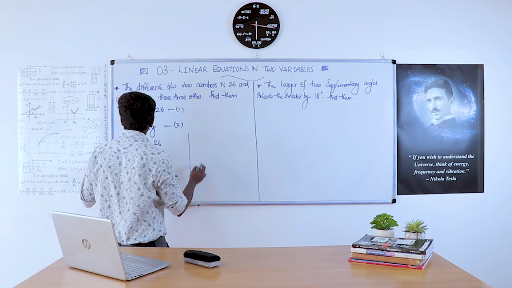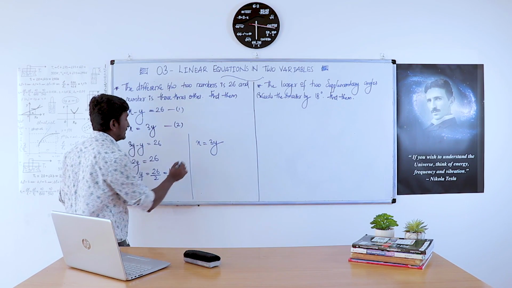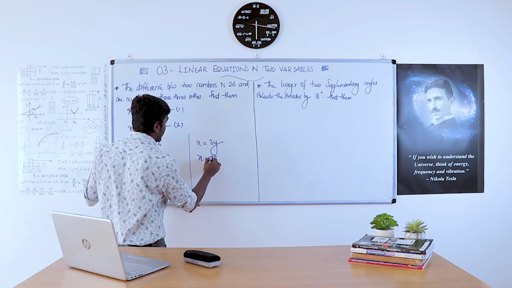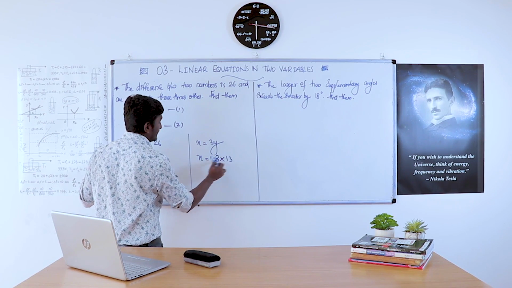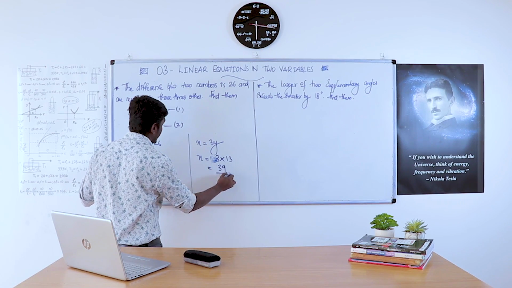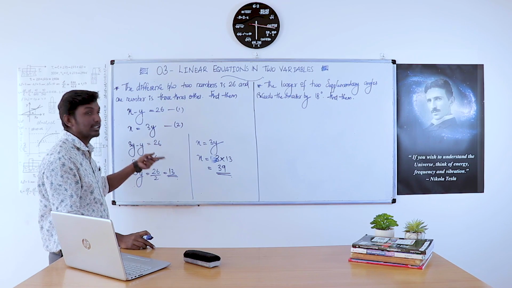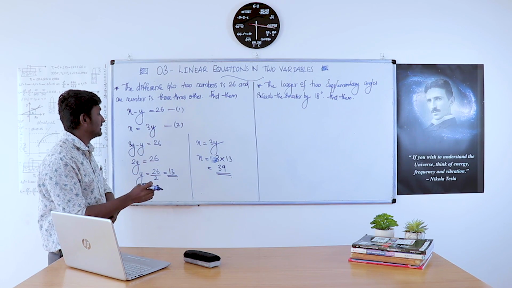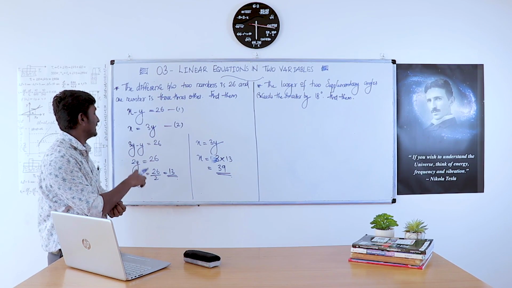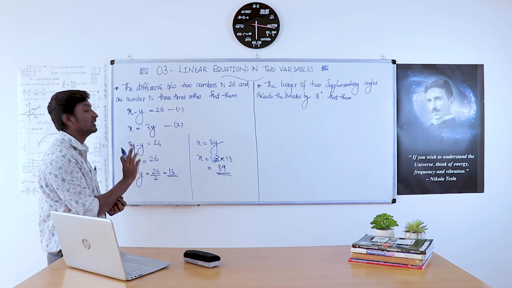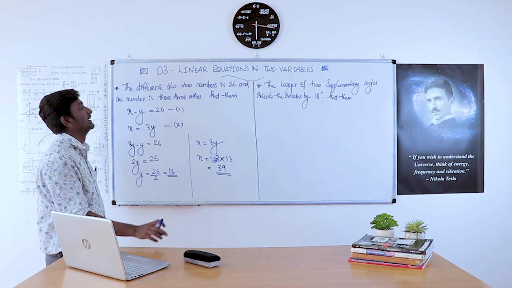Then what is x? How we can find x? We know that x is equal to 3y according to equation number 2. Then x is equal to 3 into y, and y is 13. 13 into 3 is 39. So, the numbers are 39 and 13. Just check whether it is right or not. Difference between the numbers, 39 minus 13, is 26, right? 13 into 3 is 39. Right, the conditions are right. So, the numbers are 13 and 39.